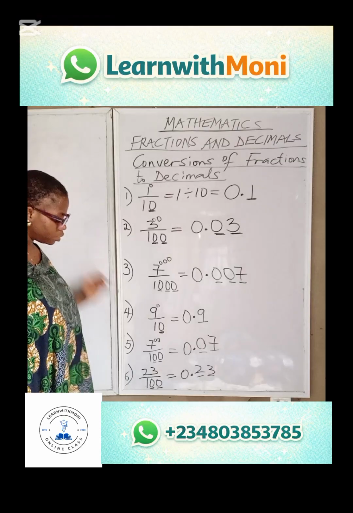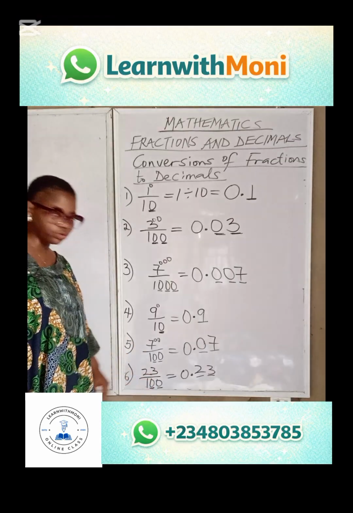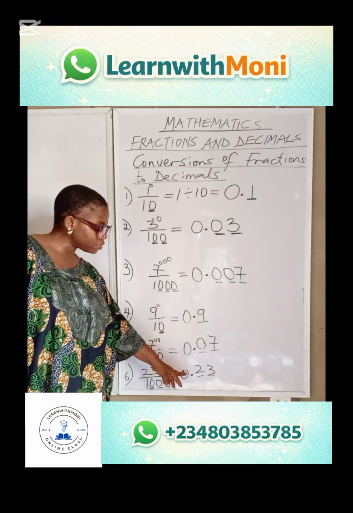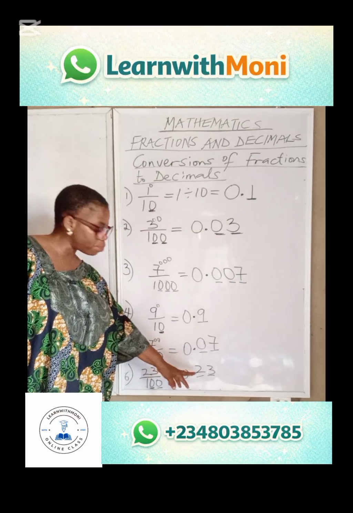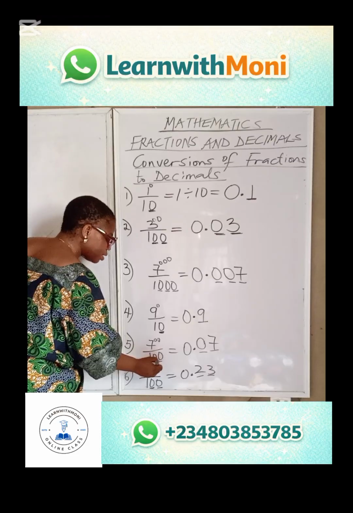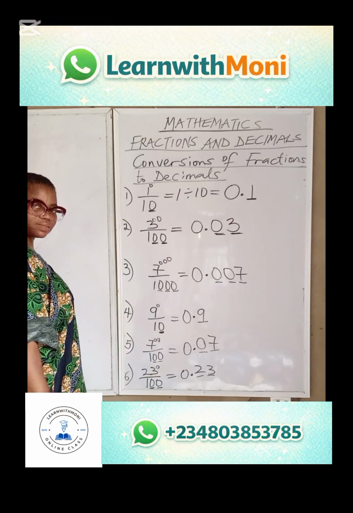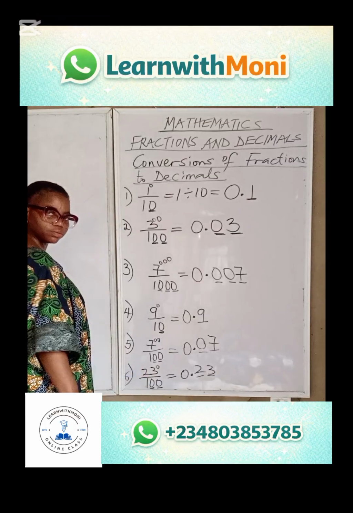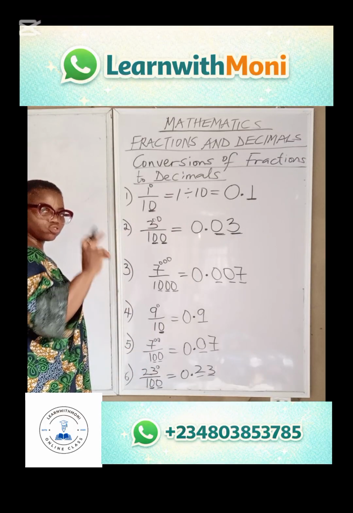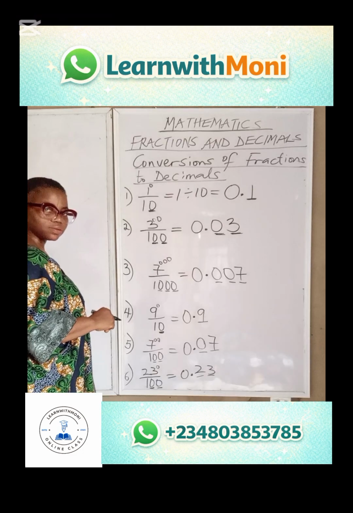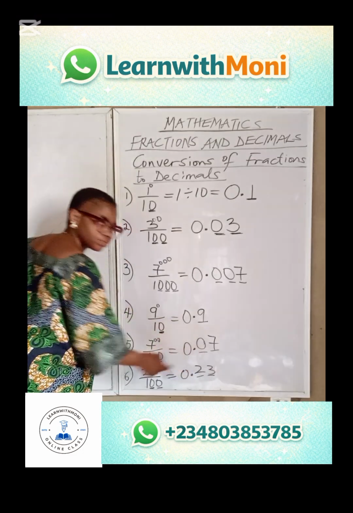Yes, let's do it. 23 divided by 100. You can't get 100 from 23. So you put a 0, 0 point, and put an invisible 0 behind the 23. It becomes 230. 230 divided by 100. You can only get 100 from 230. So that is the 2.